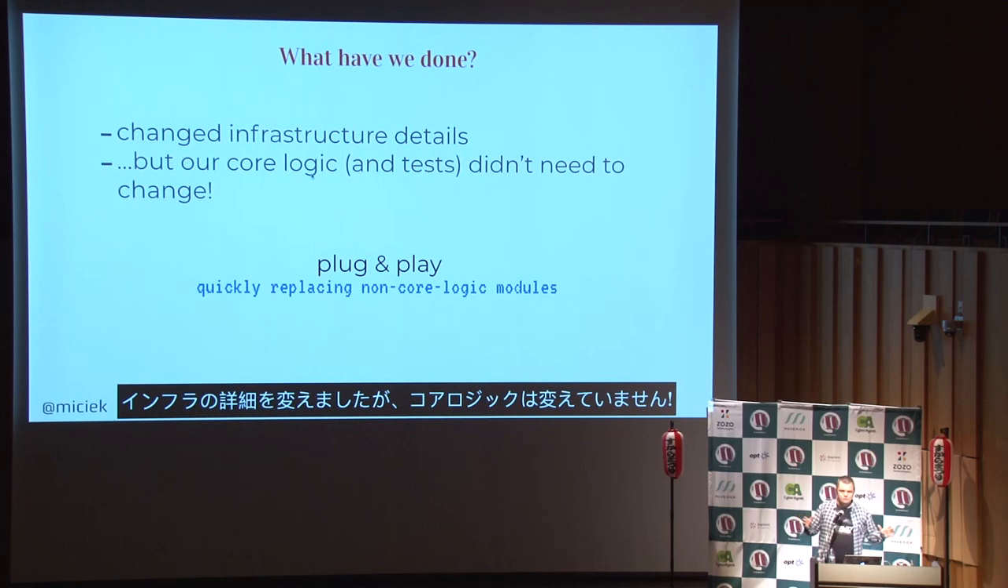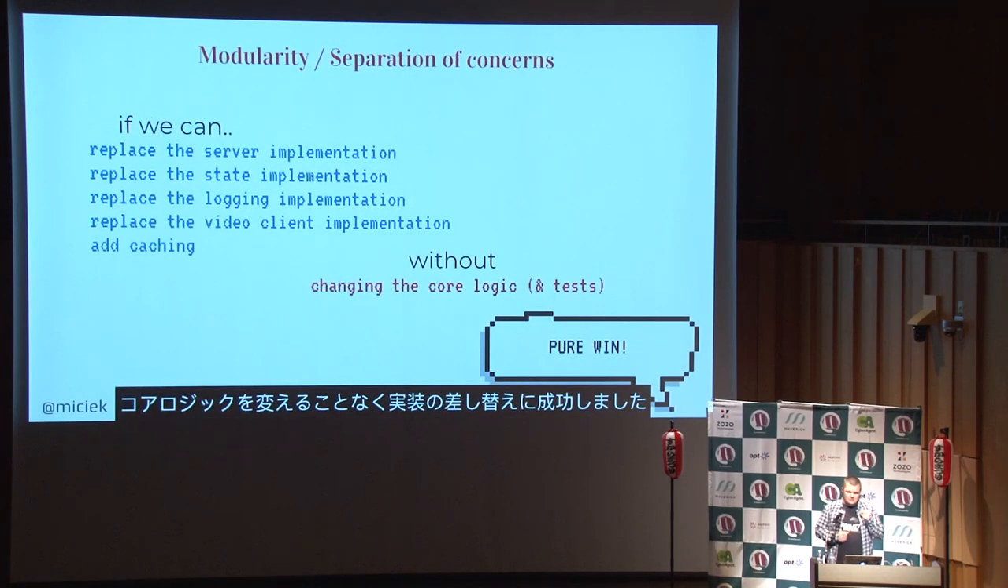What have we done? We changed the infrastructure details. The core logic stayed the same. I repeated that over and over, but that's true. We just wrote it and then it stayed the same without changing anything. So if you think about that, if we can replace all those details without changing the logic, that's a pure win, right? The logic for the business hasn't changed, so the tests obviously were also not changed.